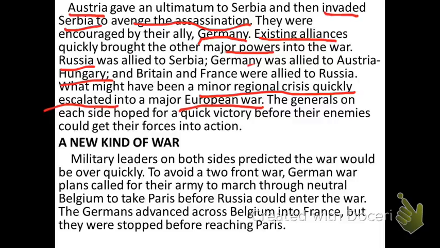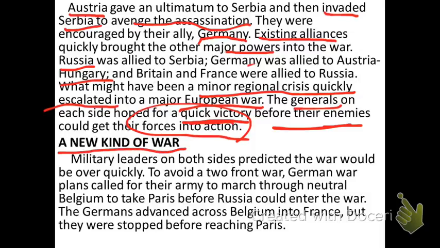The generals on both sides felt that they would be able to obtain a quick victory, and they were hoping for a quick victory before their enemies could get their forces into action. And it didn't really work out that way. Now, a new kind of war. We have talked about some of the new weapons. We're going to look at them again.